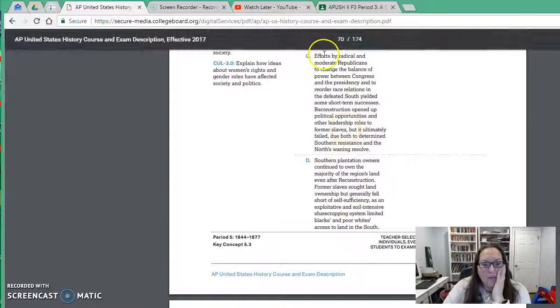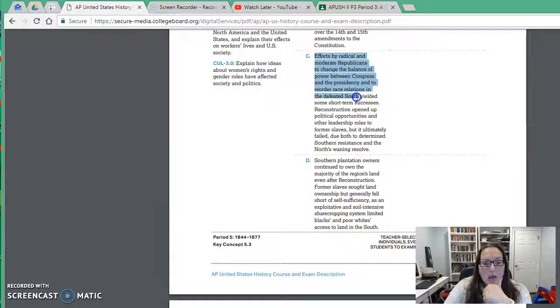On to C. Efforts by radical and moderate Republicans to challenge the balance of power between Congress and the presidency and to reorder race relations in the defeated South yielded some short-term successes. Especially radical Republicans want to see African Americans given a lot of rights that they had been denied under slavery, and in some ways helping try to do more social inclusivity things like the Freedmen's Bureau and education, and helping to get African Americans elected to positions of power in the South.